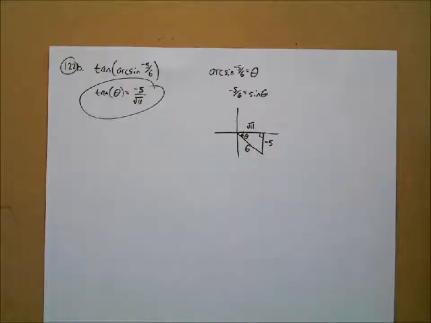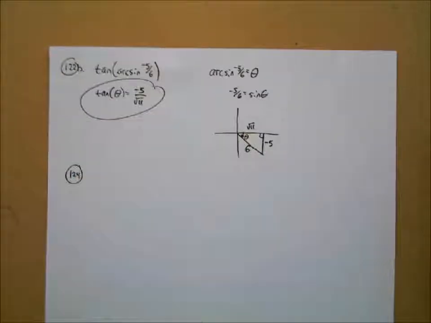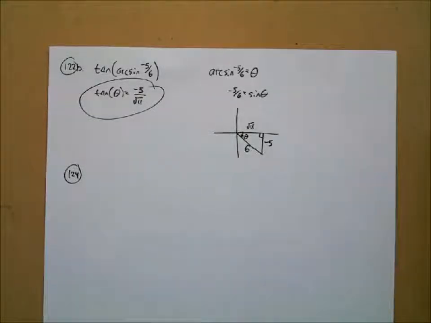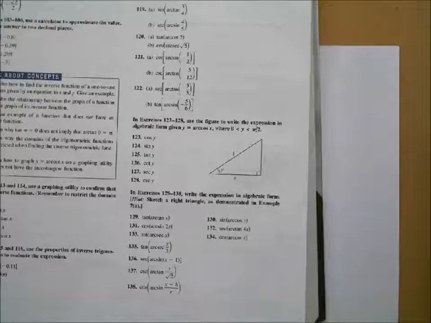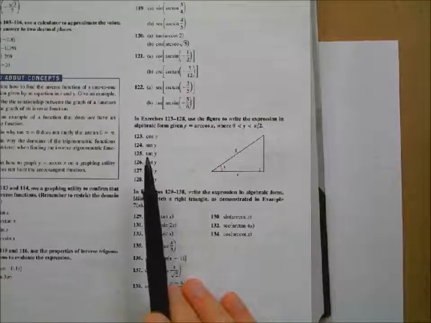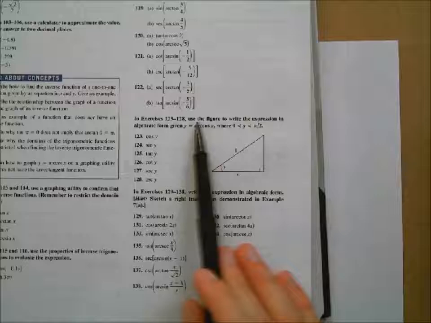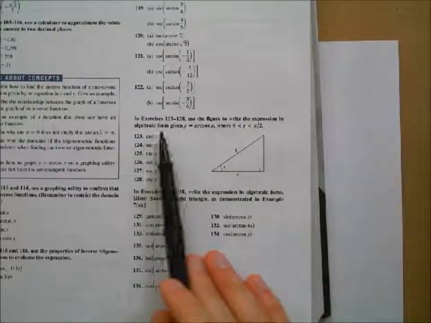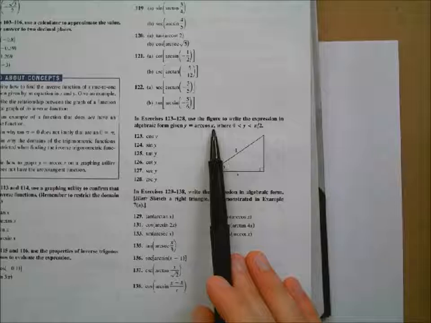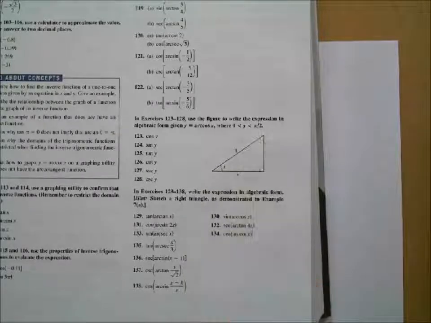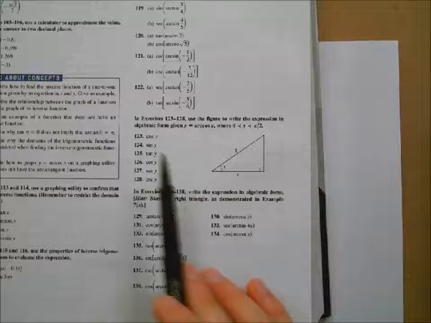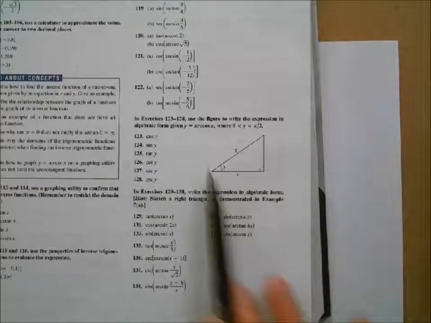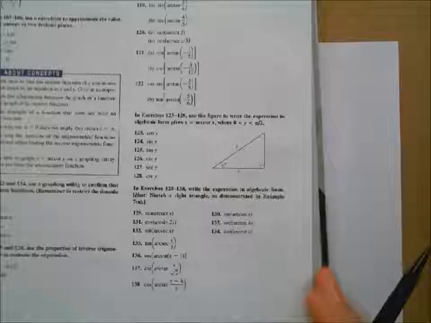I should look at some of these other ones too. Moving on down to the next section, from 123 to 128, I'll look at number 124. In the directions here, it says in exercises 123 to 128, use the figure to write the expression in algebraic form given that y equals the arccosine of x, where 0 is less than y is less than pi over 2. Essentially you just want to simplify these, and you're going to use this diagram to help you do that. So let me redraw the diagram here.